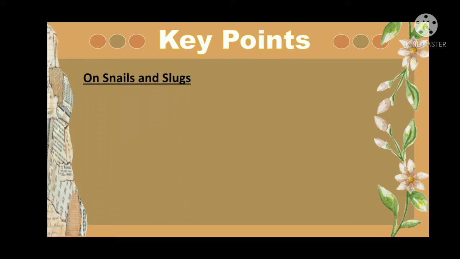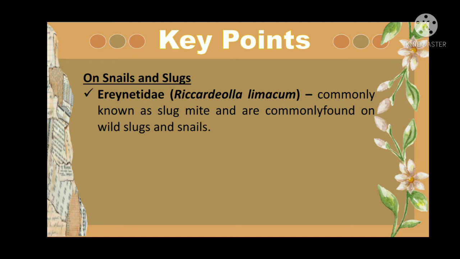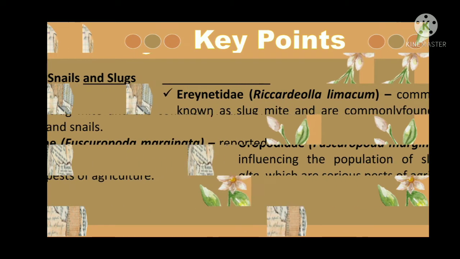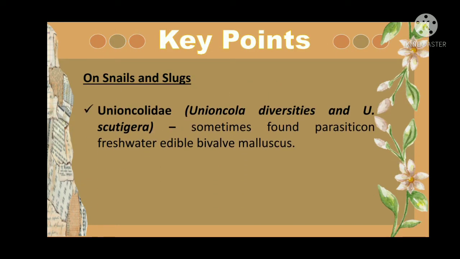On snails and slugs. Ereynetidae, commonly known as slug mites, are commonly found on wild slugs and snails. Uropodidae, reported influencing the population of slugs, which are serious pests of agriculture. Unionicolidae, Unionicola diversities and Unionicola scutigera, sometimes found parasitic on freshwater edible bivalve molluscs.